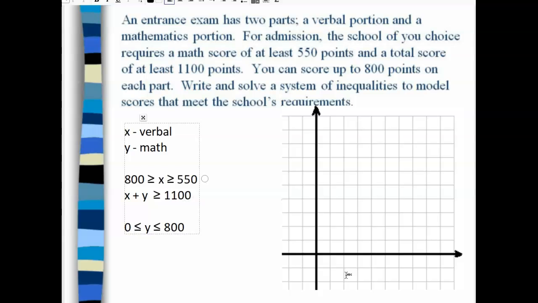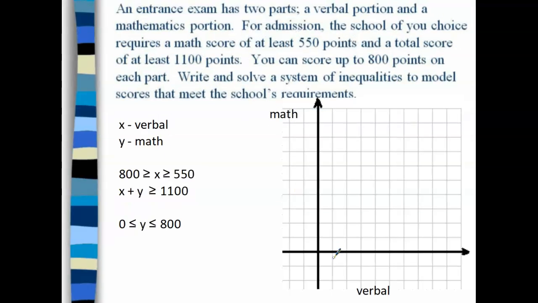So let's graph each of these. We said x was verbal, so we label the x-axis as verbal. y is math, so we label it as math. And then we're going to plot our points. So this time we can go by hundreds, so 100, 200, 300, 400, 500, 600, 700, 800.